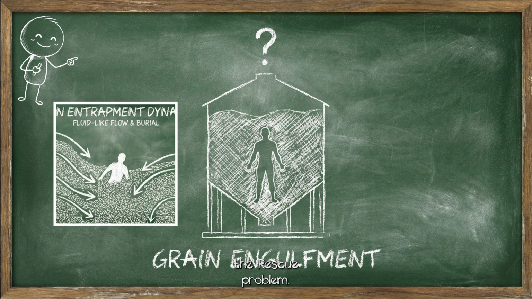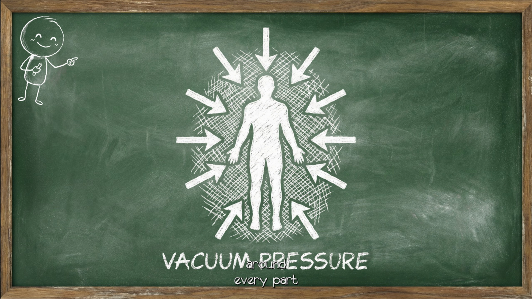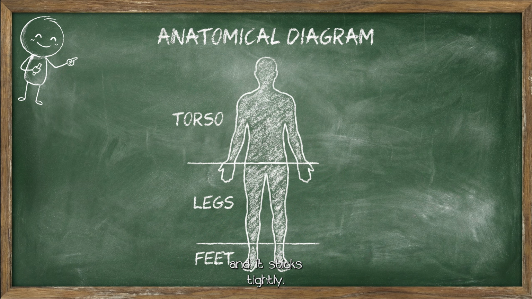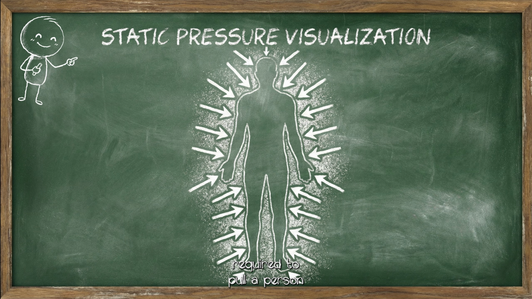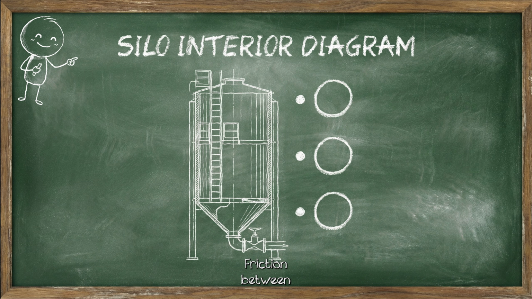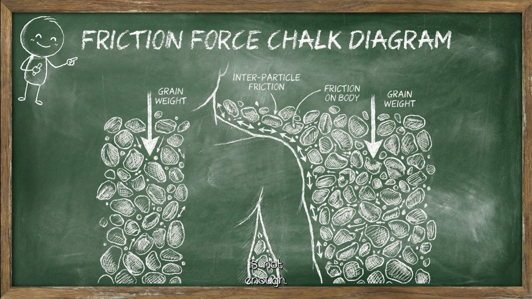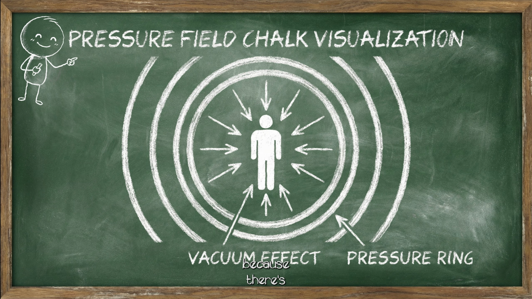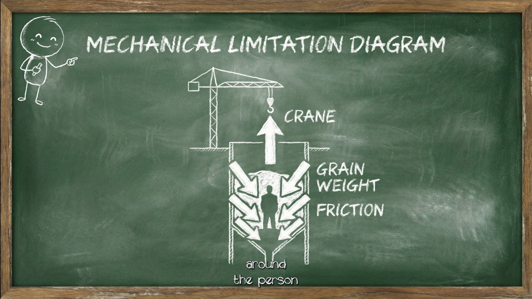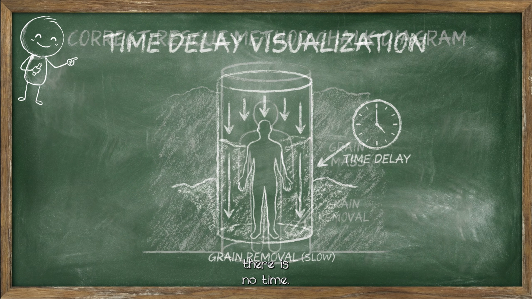Section 4. Vacuum effect and the rescue problem. So why do so many rescue attempts fail? Vacuum effect. Grain wraps around every part of your body, your feet, legs, every centimeter of your torso, and it sticks tightly. The force required to pull a person out of grain is approximately 1 to 2 tons. The reason? The weight of the grain. Friction between particles. Vacuum pressure formed around the body. A few people pulling by hand is not enough. Even a winch may not be sufficient, because there's a risk of tearing the body apart. The most effective rescue method, place a cylinder around the person and empty the grain inside it. But this also takes time, and in most cases, there is no time.